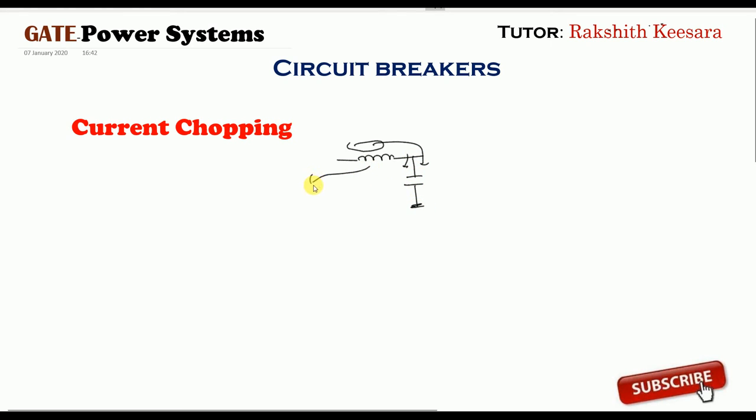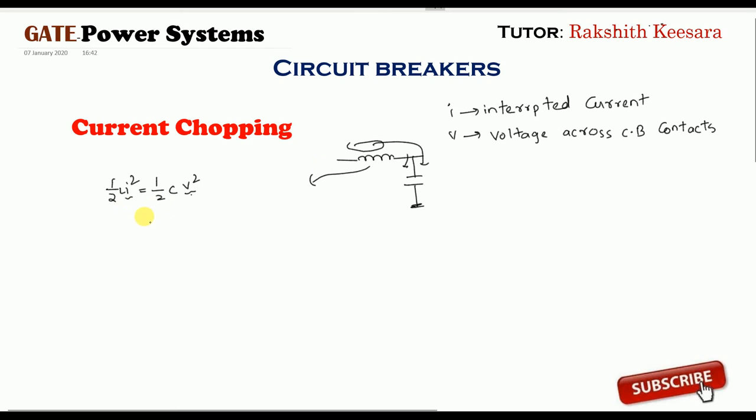What is electromagnetic energy? That is half L I square, where I is the value of the interrupted current. It is converted into electrostatic energy, half C V square. What is V? V is nothing but the voltage across the circuit breaker contact. From this expression, I can tell that V equals I root over L by C. This is an important formula.